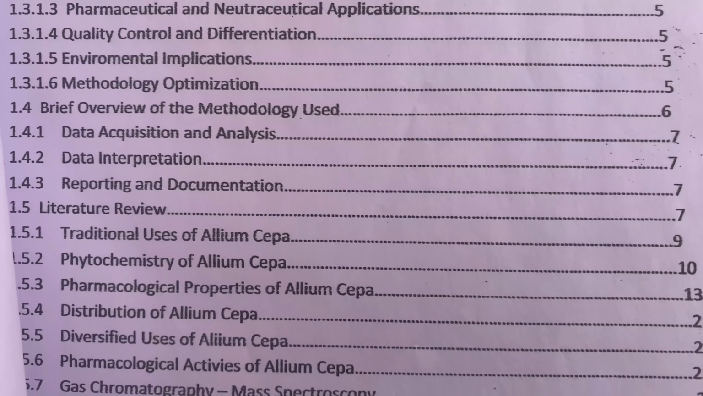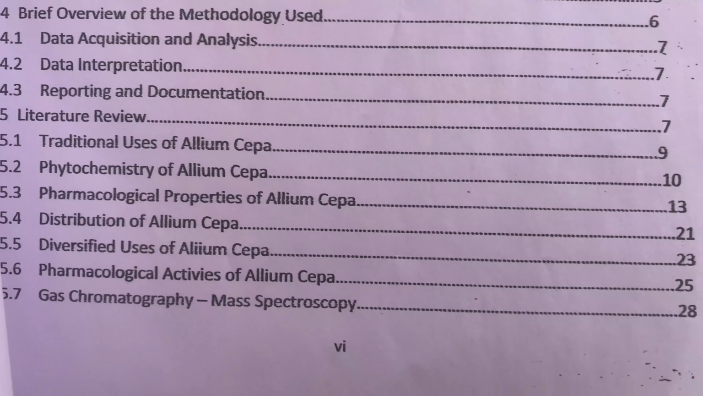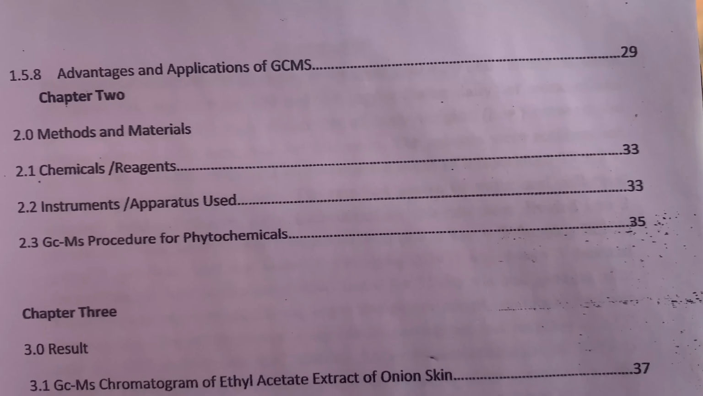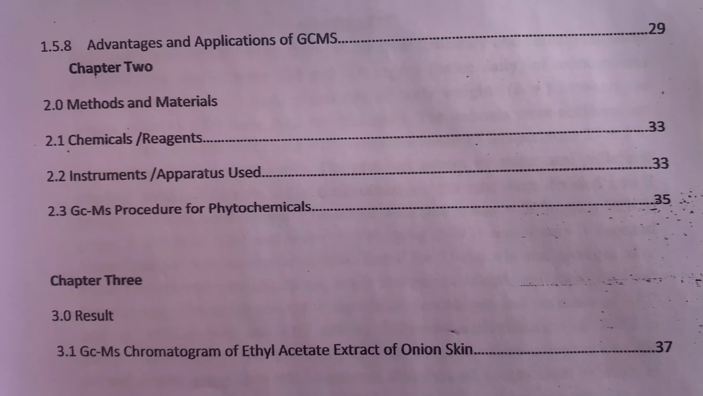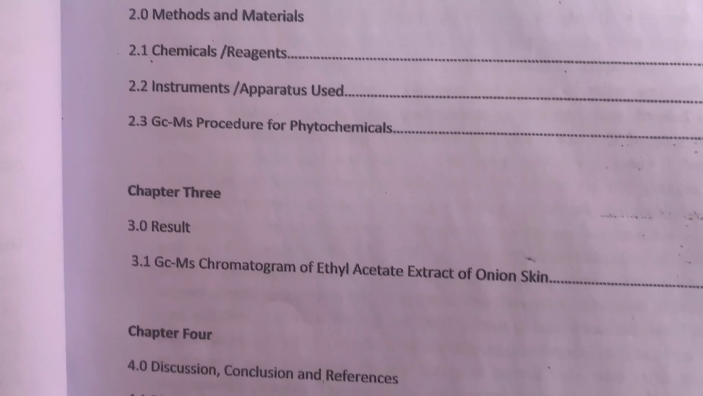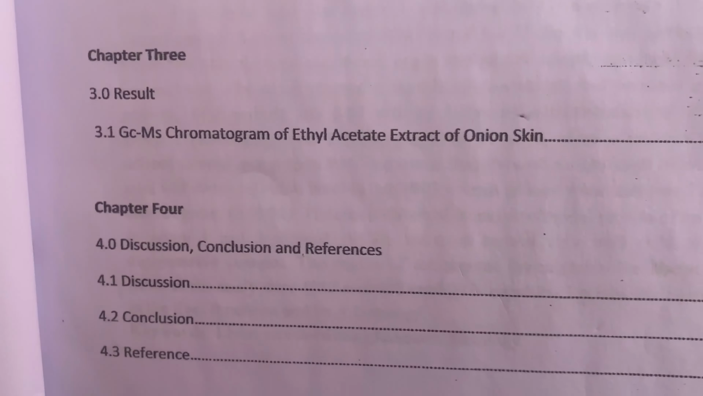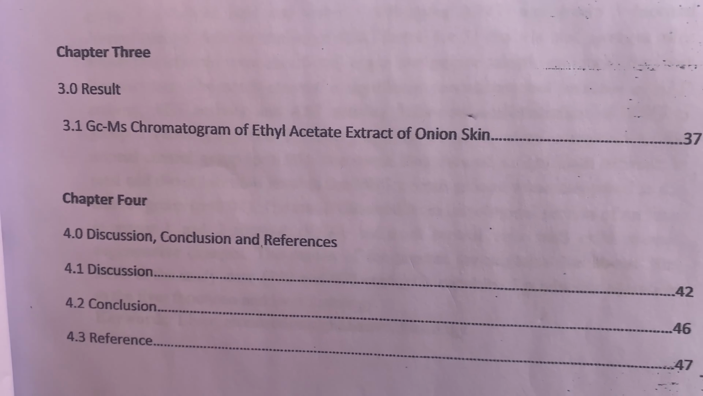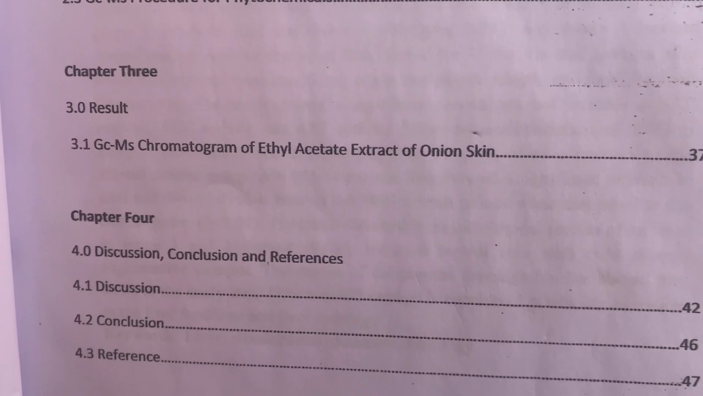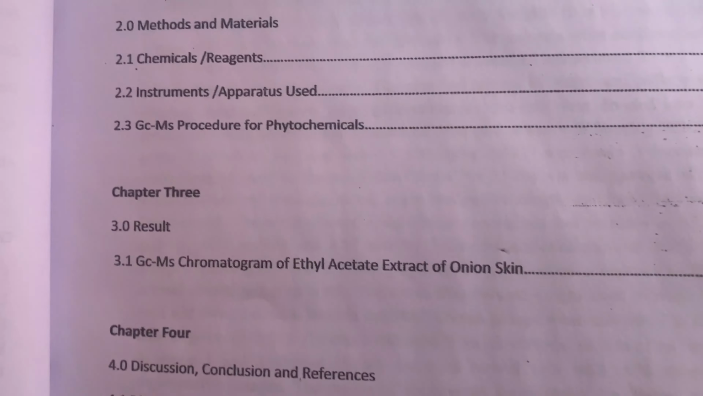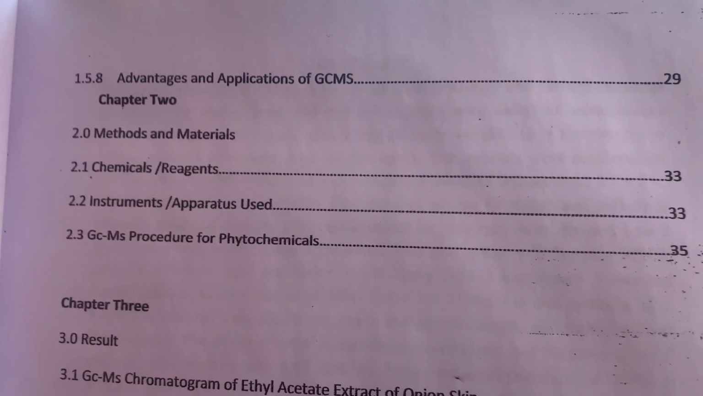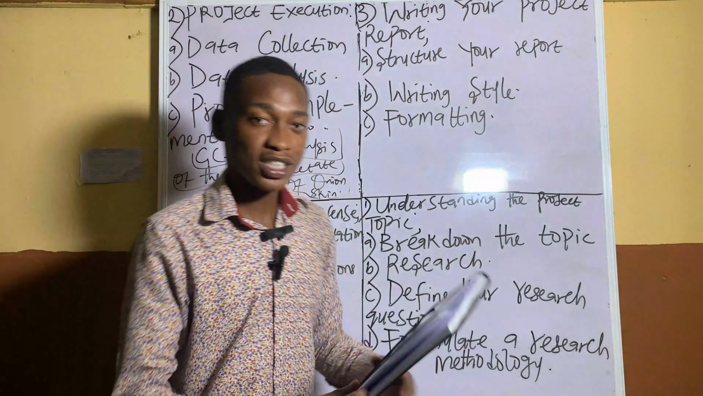Now, under chapter 2, we looked at experiments: methods and materials, chemical reagents, instruments and apparatus used, GCMS procedures for phytochemicals. And then chapter 3 was my results. What did I get in my results? Chapter 4 was discussion, conclusion, and references. So that is the structure of the research work. So now I've structured my research work.